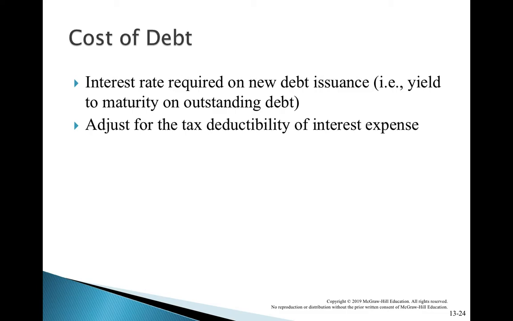This YTM will be used as the pre-tax cost of debt, because we have seen in detail that debt saves the tax bill. If you have debt, you will have interest. If you have interest, you will pay it before the tax payment. Therefore, with each and every interest payment, your taxable income reduces. If your taxable income reduces, obviously your tax bill reduces. Your tax liability decreases.